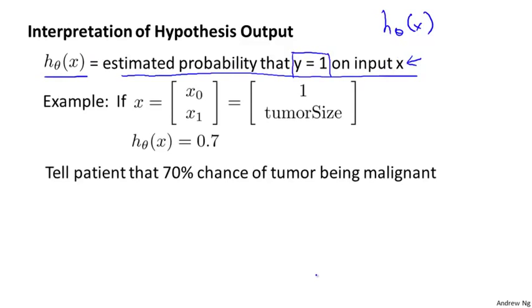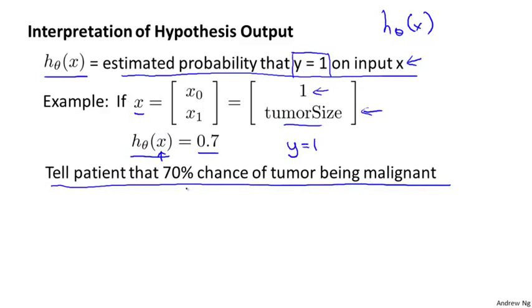Here's what I mean. Here's an example. Let's say we're using the tumor classification example. So we may have a feature vector x, which is x0 equals 1 as always, and then our one feature is the size of the tumor. Suppose I have a patient come in and they have some tumor size, and I feed their feature vector x into my hypothesis, and suppose my hypothesis outputs the number 0.7. I'm going to interpret my hypothesis as follows. I'm going to say that this hypothesis is telling me that for a patient with features x, the probability that y equals 1 is 0.7. In other words, I'm going to tell my patient that their tumor, sadly, has a 70% chance or a 0.7 chance of being malignant.